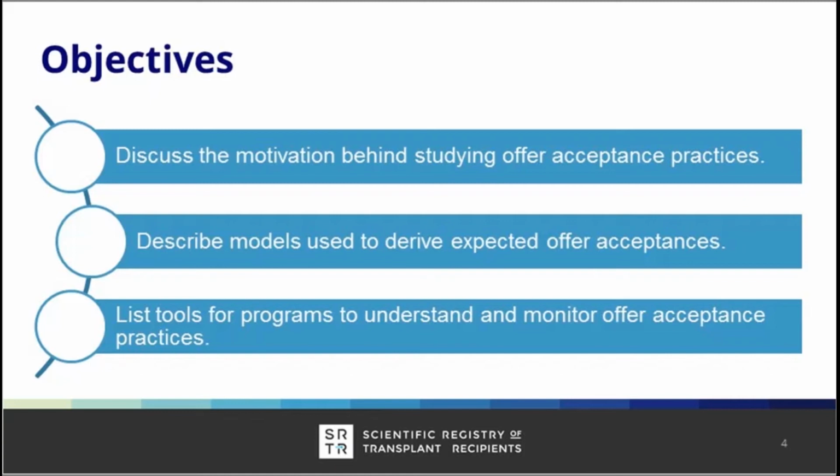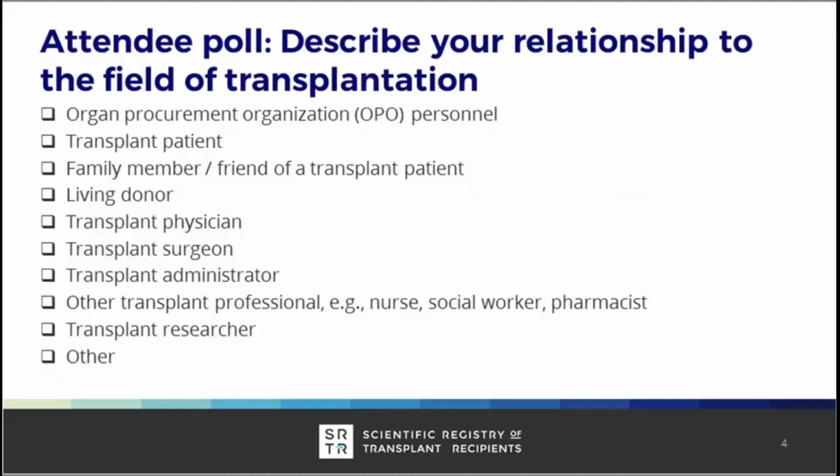Secondly, to describe the models that we use to derive the expected offer acceptances. Exactly how are we calculating these things? Of course, we won't get into the detailed statistics, but hopefully give you enough information so that you understand a bit about that and where you can go to find more information if you need it. And lastly, to list a few of the tools that we're providing for programs to understand and monitor these offer acceptance metrics as well. Hopefully at the end of this hour, we will have accomplished those goals, and the attendees will have learned a bit about those items.